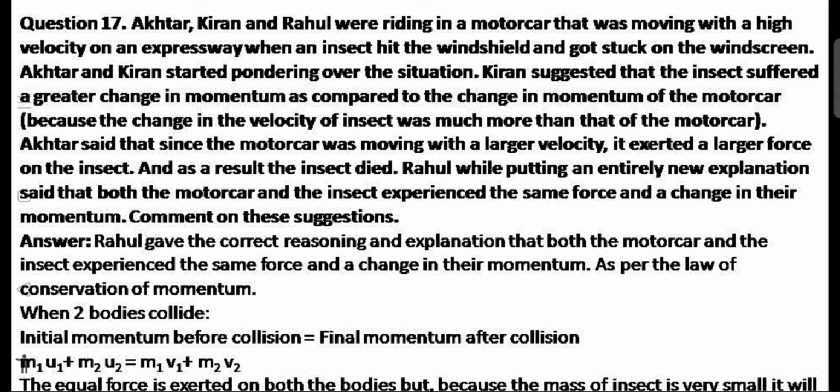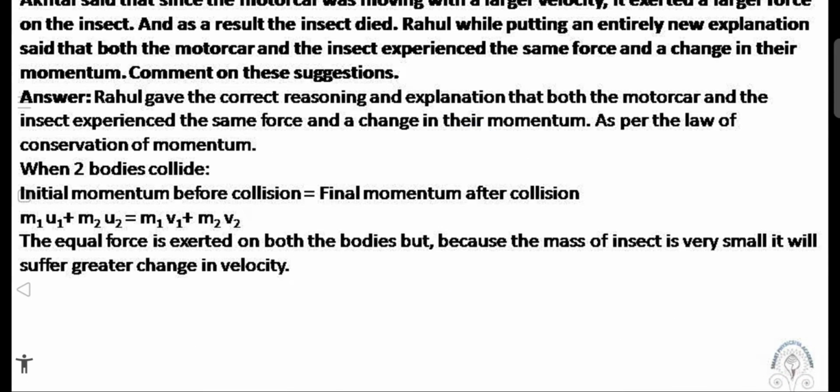When two bodies collide, initial momentum before collision is equal to final momentum after collision, that is m1 u1 plus m2 u2 is equal to m1 v1 plus m2 v2. The equal force is exerted on both the bodies, but because the mass of the insect is very small, it will suffer greater change in velocity.